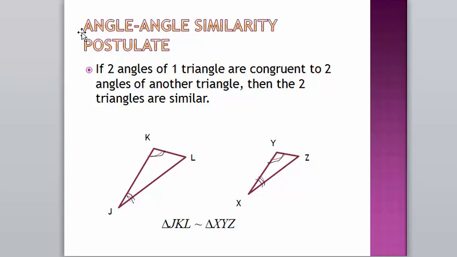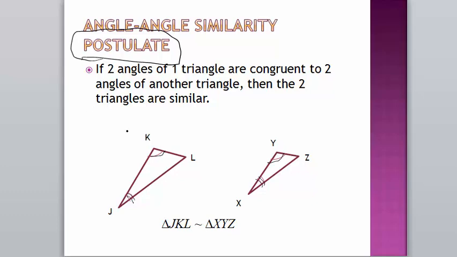So we have the angle-angle similarity postulate. Notice it is a postulate, not a theorem. So we're not going to prove it. We are going to accept it without proof. And it goes like this. If two angles of one triangle are congruent to two angles of another triangle, then the triangles are similar.